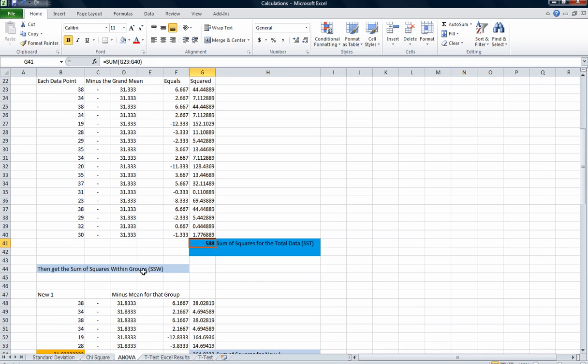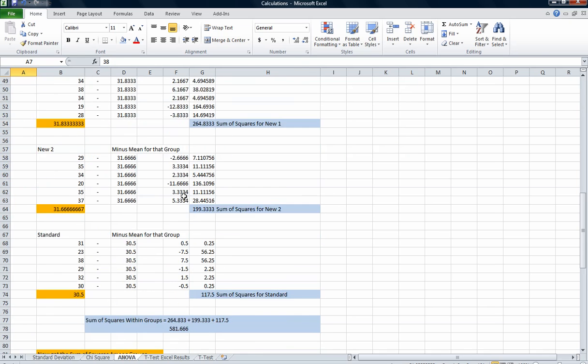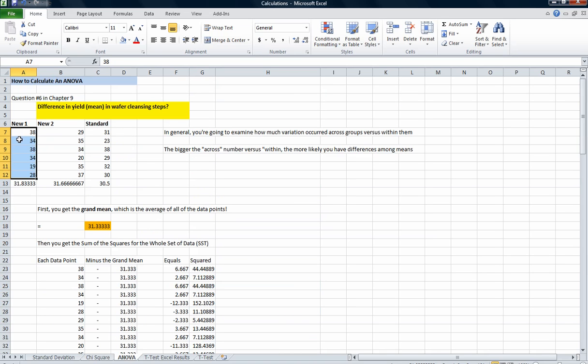Then you get the sum of squares within the groups. This calculation is trying to look at how much variation is within each one of these. So you're going to have to do 3 calculations: one for the new 1 group, then new 2, and then standard. And as you might anticipate, if you're trying to figure out the variation within one group, you're going to subtract each data point from its group mean. So, variation within groups.